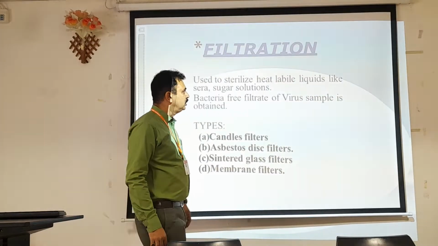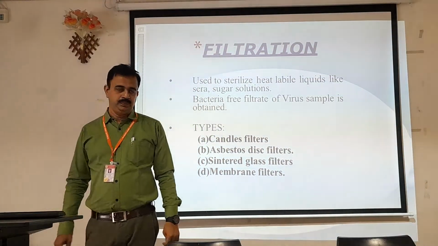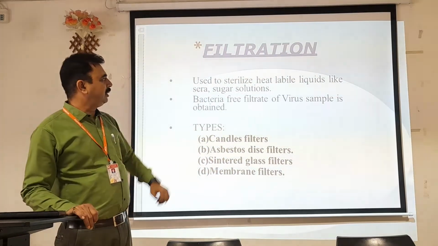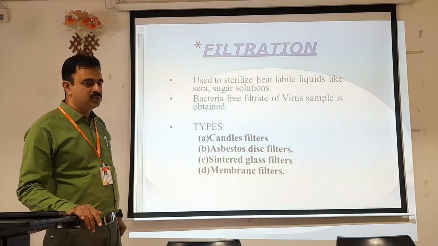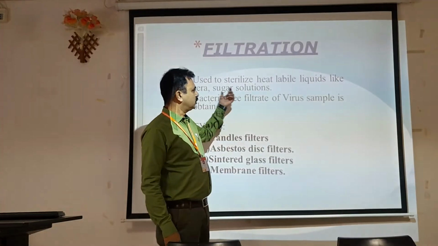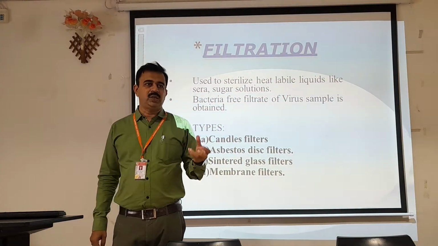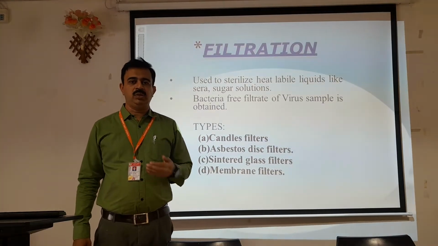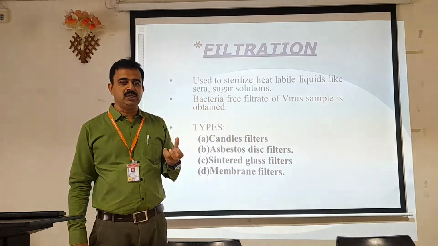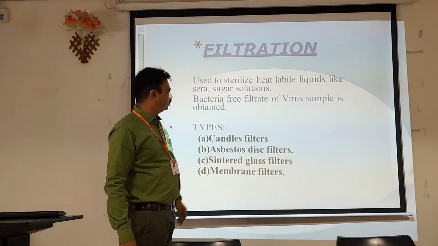Another way by which the process of sterilization can be done is called filtration. It is used to sterilize heat labile liquids like sera and sugar solutions. Certain sugar solutions or liquid sera, when exposed to heat, may get charred, and the structure of that particular molecule may be distorted. Therefore, such things can be sterilized by filtration.